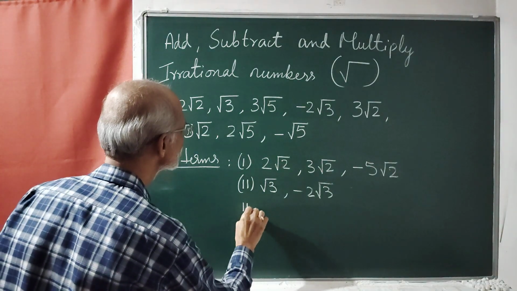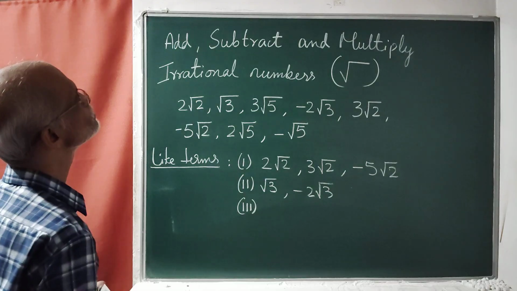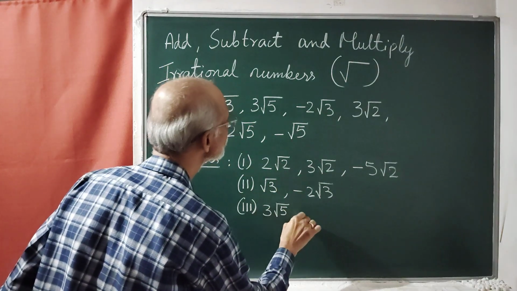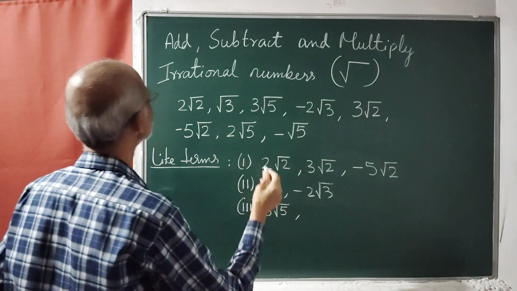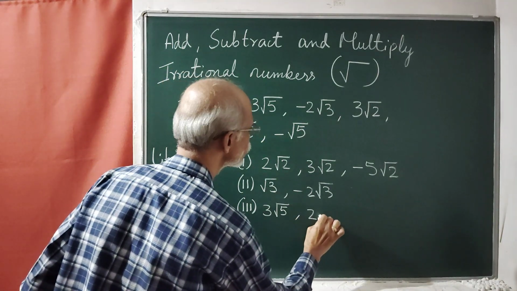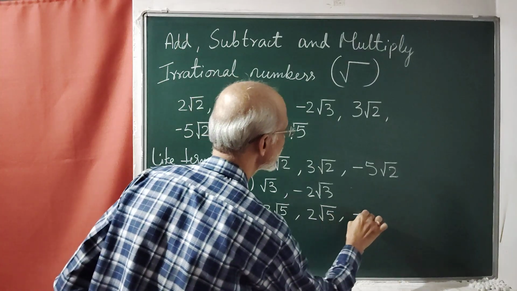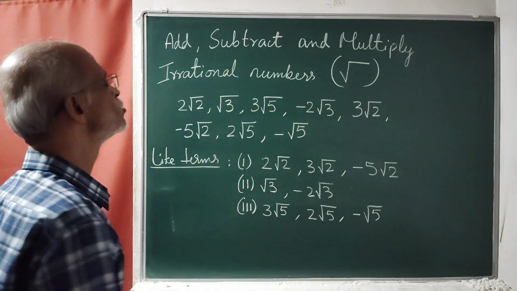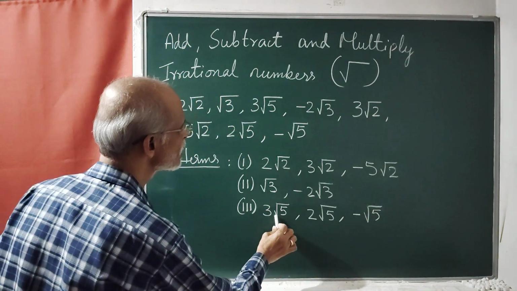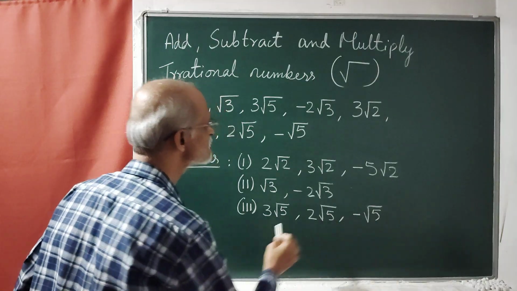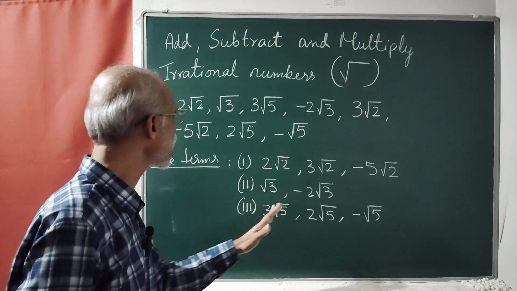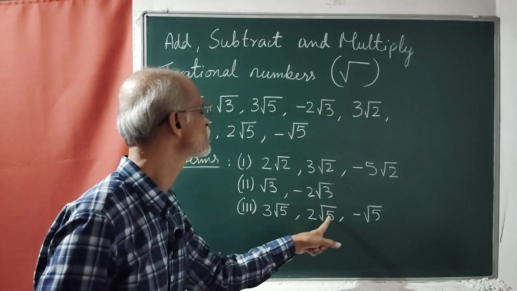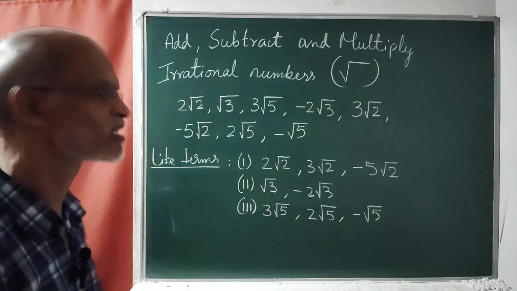Again, one more group of like terms I can pick from this: 3 root 5, 2 root 5 and minus root 5. These three are like terms, because the number under the root is same. The signs may be different, don't bother. Numbers outside the root may be different, no problem. Only the numbers under the root should be same. They are called like terms.